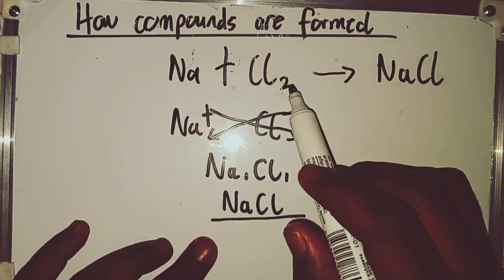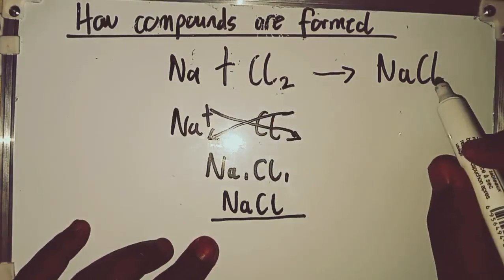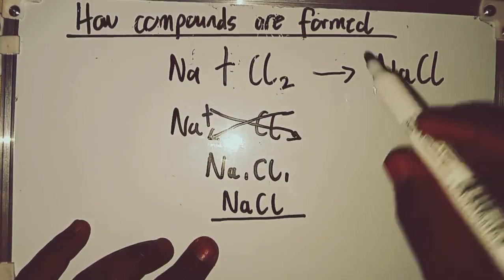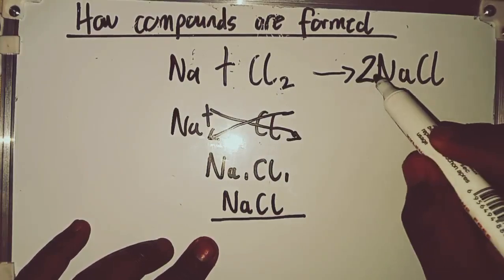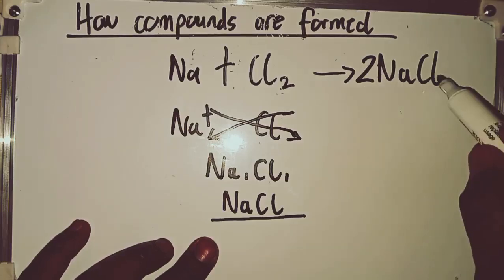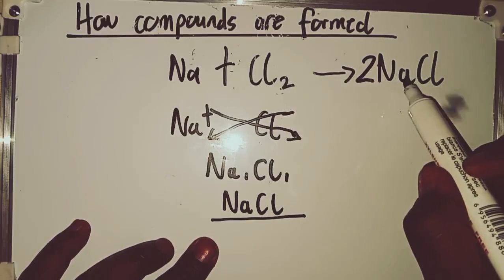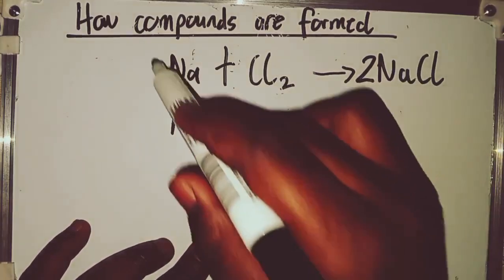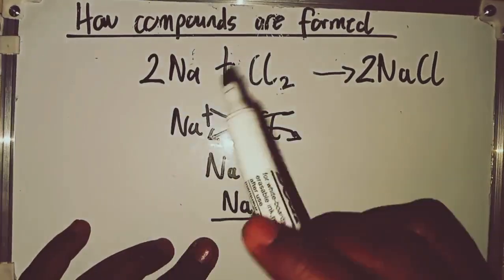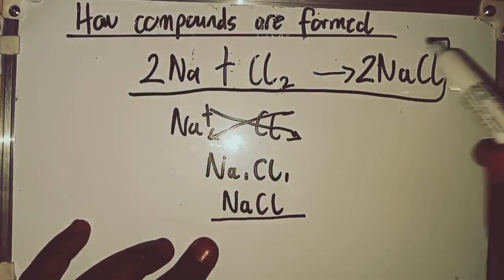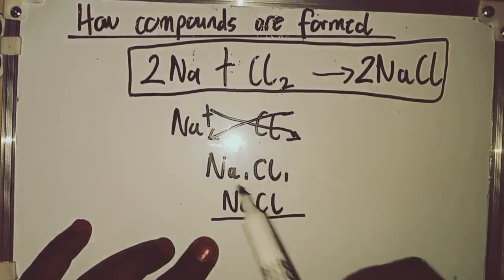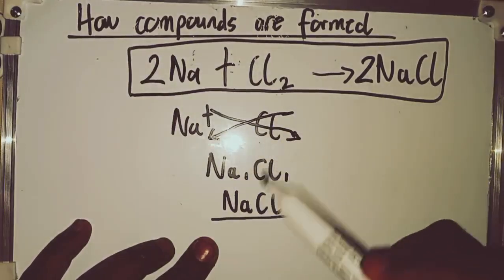Here we've got 2 chlorines, here we've got 1 chlorine. So we have to balance. We put a 2 here. This now means we have 2 chlorines. 2 chlorines are balanced. Here we have 2 sodiums, here we've got 1 sodium, so we also put a 2. Now this equation is balanced. So this is how we form a compound. This is how a compound is formed.